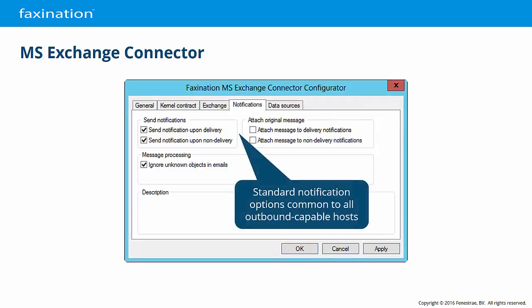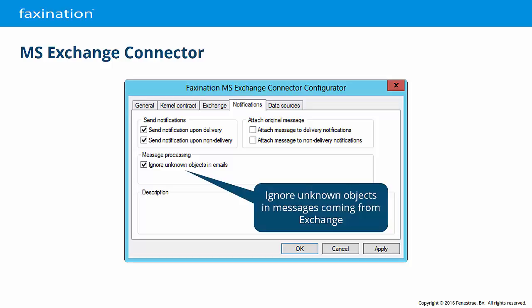On the Notifications tab, we have all of the standard notification options that are common to all outbound capable Faxination host connectors. Unknown or unsupported objects in an email coming from Exchange can cause a message to fail. This is very rare, but we have seen it with messages originating from non-Outlook clients. Enabling this option will allow Faxination to ignore objects that it can't process and continue with the rest of the message. It is not enabled by default.